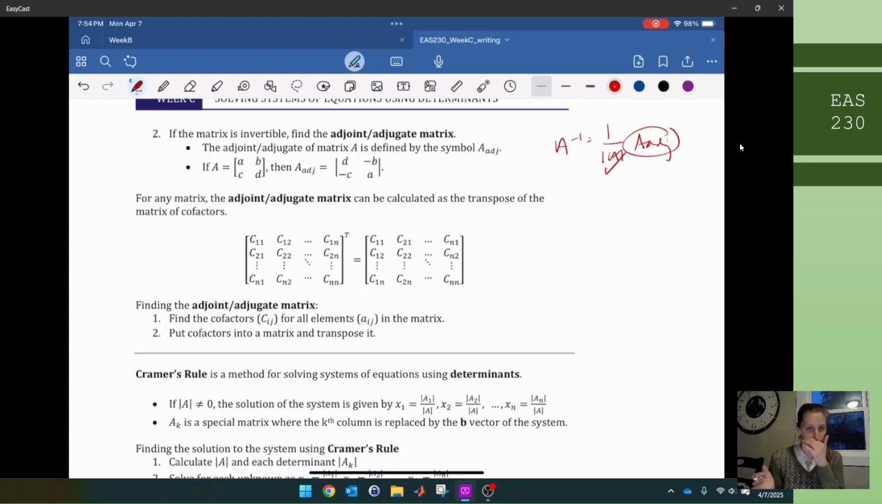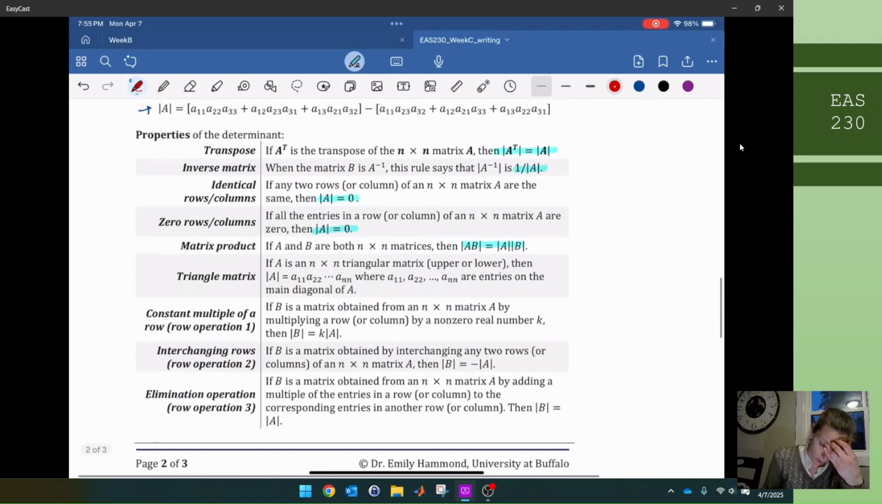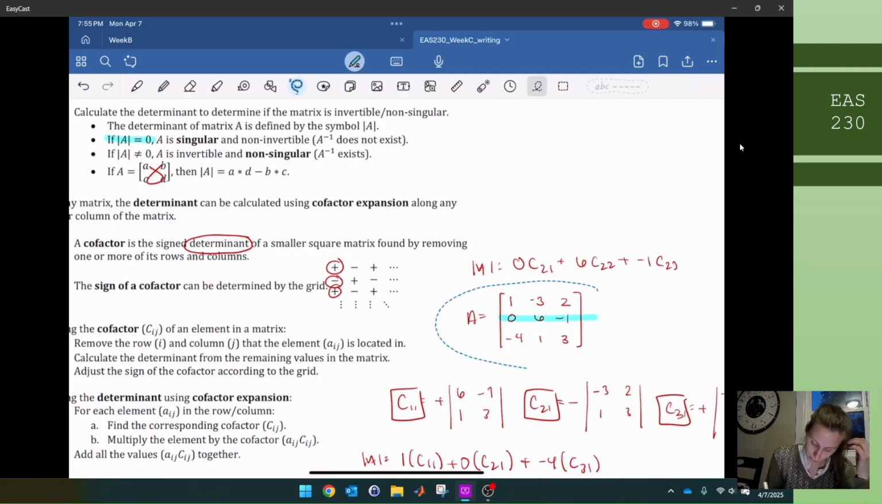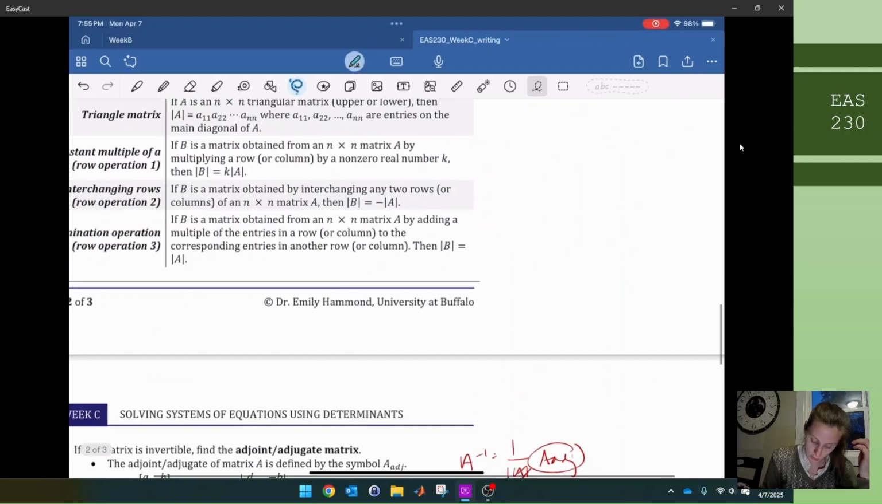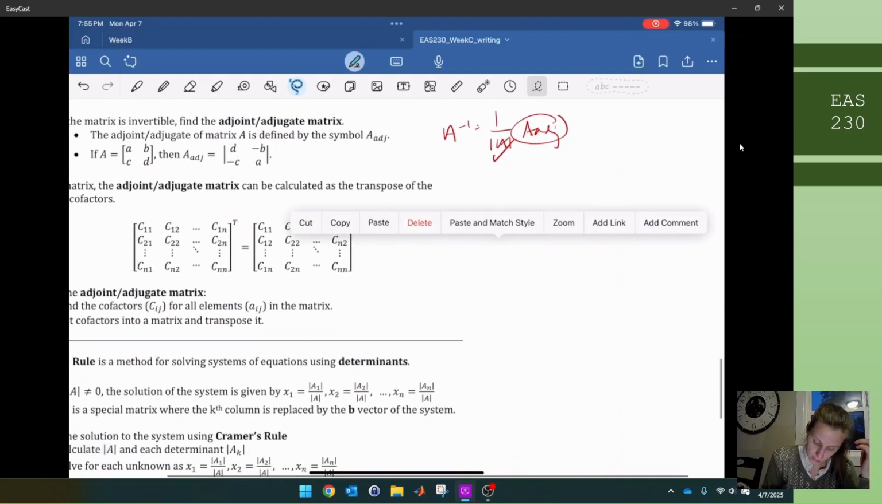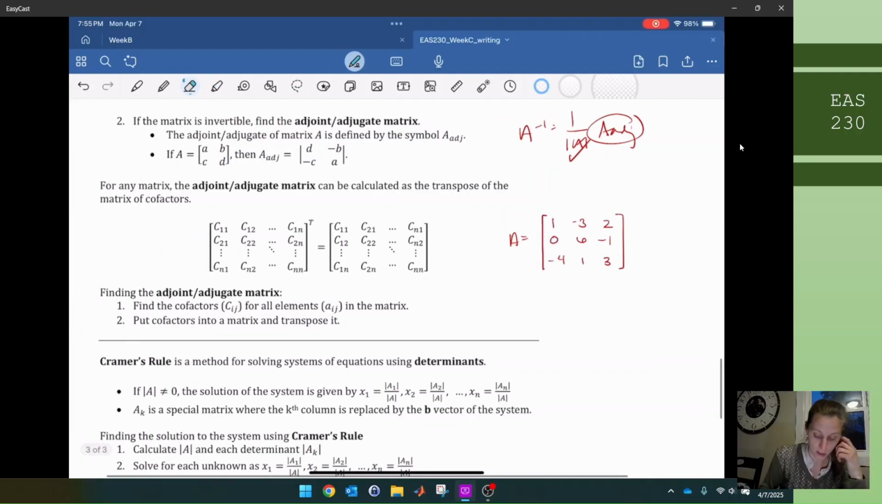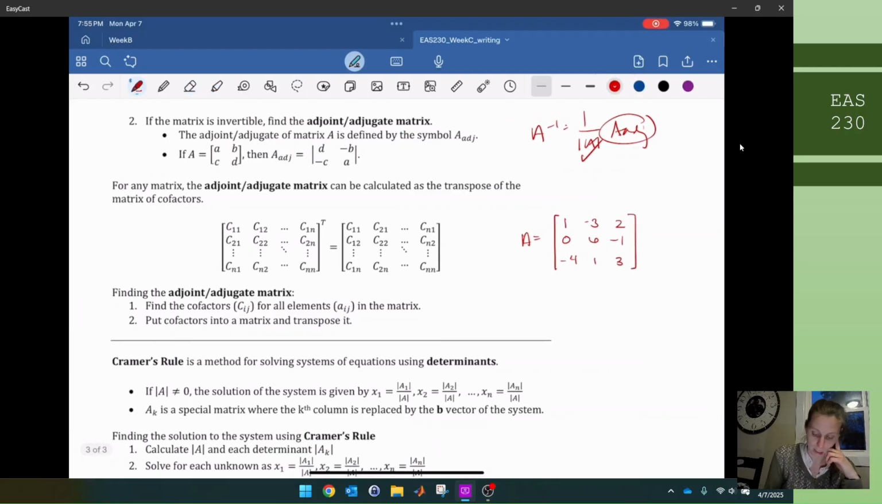So for any size matrix, the adjoint or adjugate matrix can be calculated as the transpose of the matrix of cofactors. What we do is find all the cofactors in the entire matrix. If I look at this A matrix up here again, let me copy and paste it. It has 9 cofactors because it has 9 elements, where I literally just go element by element.